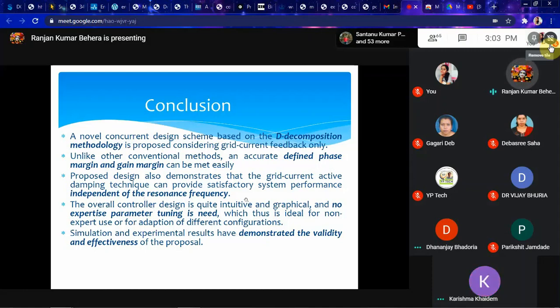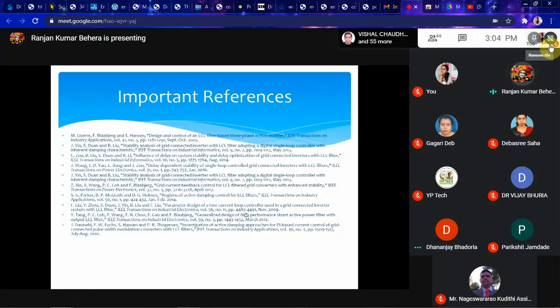And this complete system, when you have a concurrent design, you will see that the complete system is independent of resonance frequency. You have not seen any part of this derivation where there is an effect of resonance frequency. That is what independent means. And no expertise parameter tuning is required. And the simulation result and experimental result show the validity and effectiveness of this system.